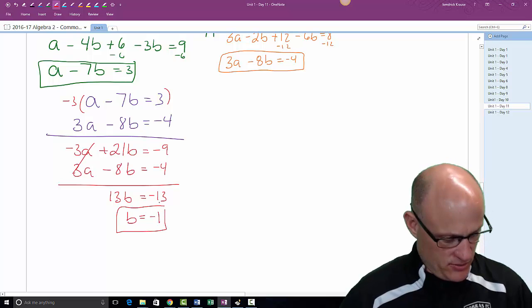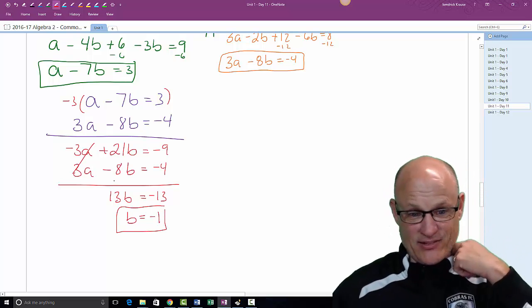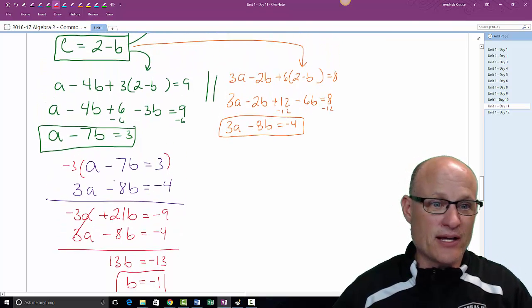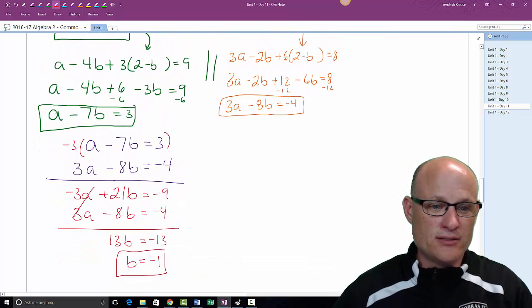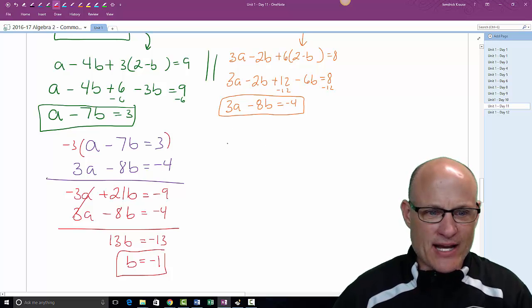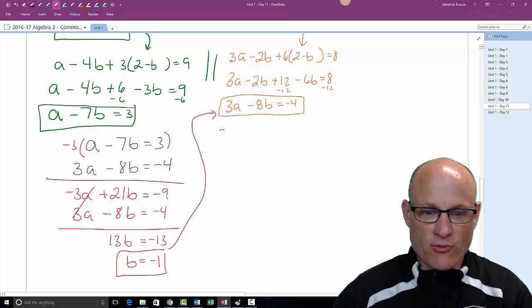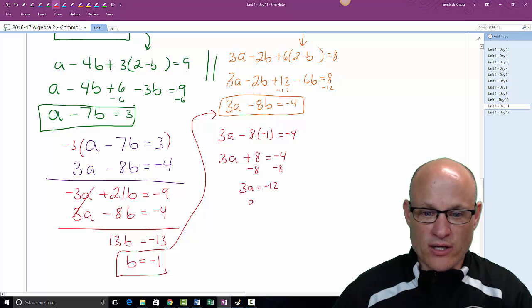Looks like I'm almost done, right? B equals negative 1. All right, let's see. I can plug that one into either one of these equations. Let's just plug it in right into here. So 3A minus 8 times negative 1 equals negative 4. So I get 3A plus 8 equals negative 4. Subtract 8, subtract 8. I get 3A equals negative 12, or A equals negative 4.